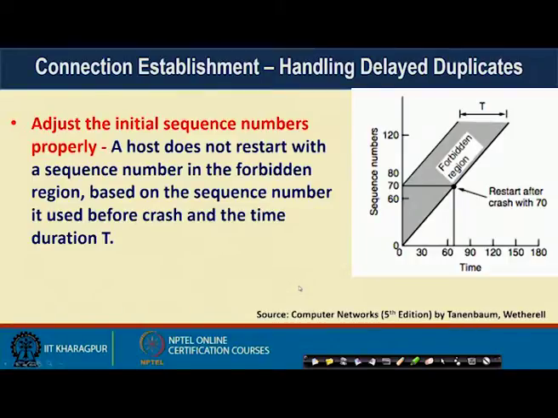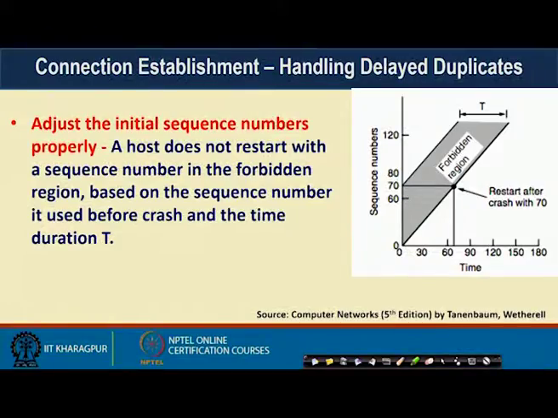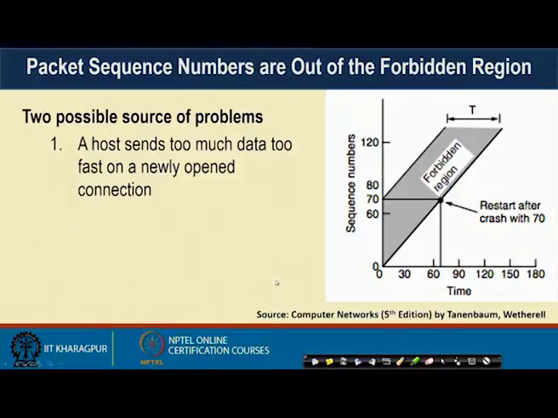Now, the solution here is to adjust the initial sequence number properly. That means a host does not restart with a sequence number in the forbidden region, based on the sequence number it used before the crash and the time duration t. If the system has crashed, then whatever sequence number was there, the new sequence number that you generate should be above the previous sequence number. We will see how we can generate this particular sequence number.